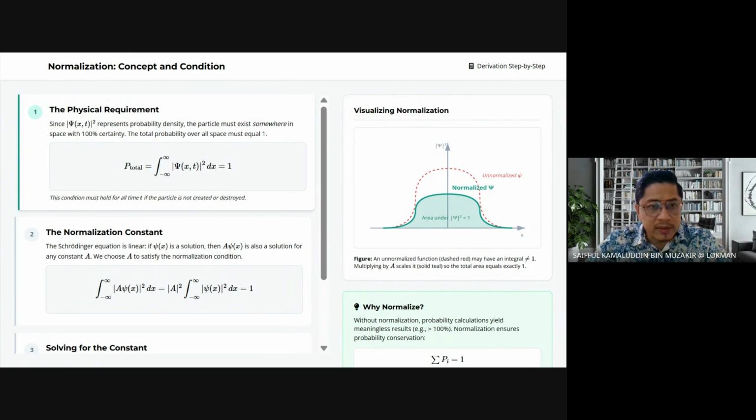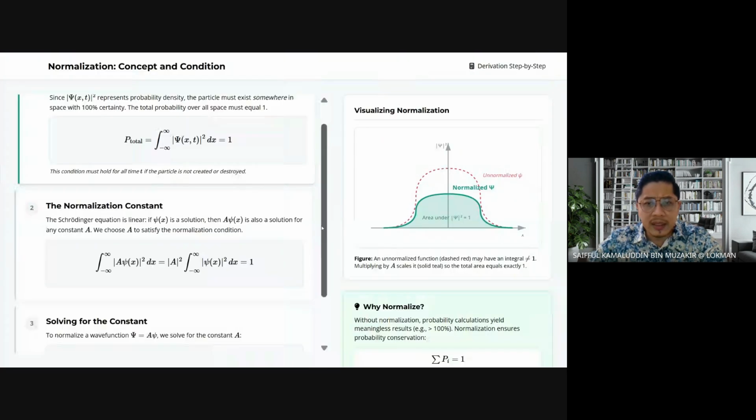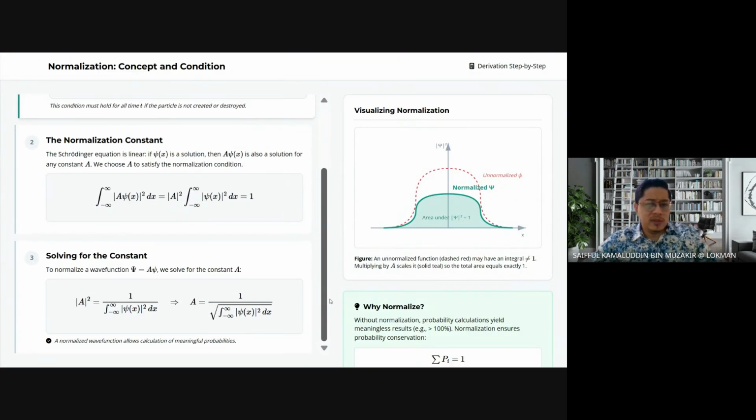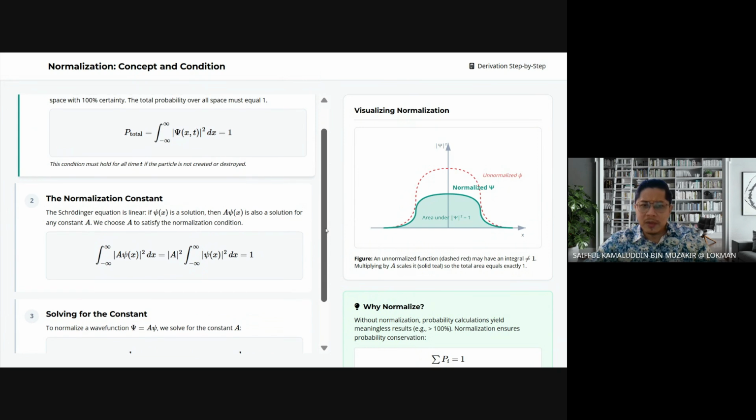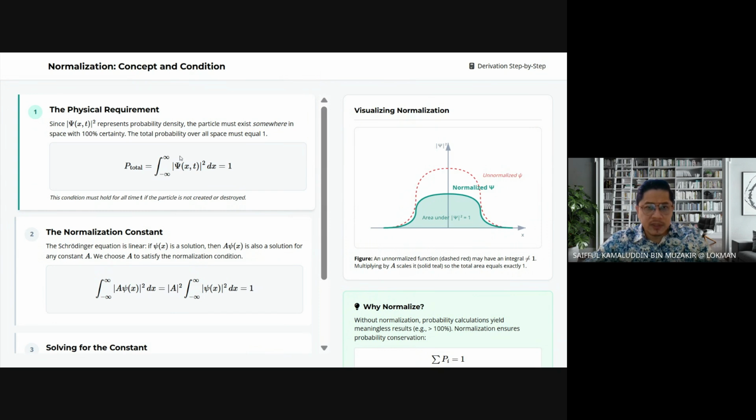Okay, these are the notes. The normalization constant. I don't think we need to do the normalization manually. I don't think material technology students must do the normalization manually. This is what we call the normalization, right? We do the psi square.